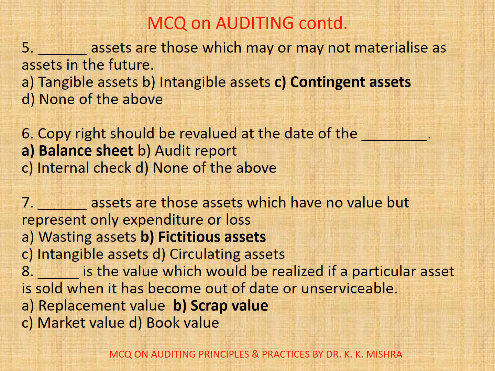Question number 8. Dash is the value which would be realized if a particular asset is sold when it has come out of date or unserviceable. A. Replacement value. B. Scrap value. C. Market value. D. Book value. Correct option is B. Scrap value.